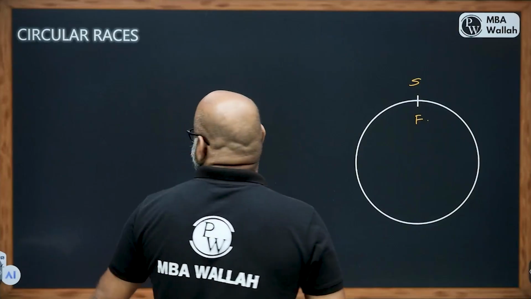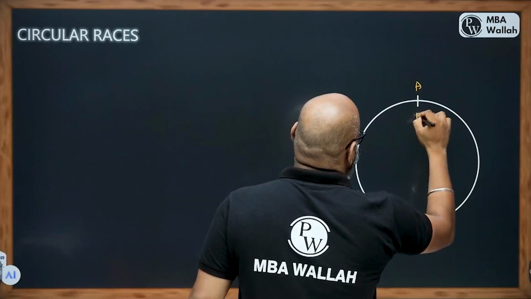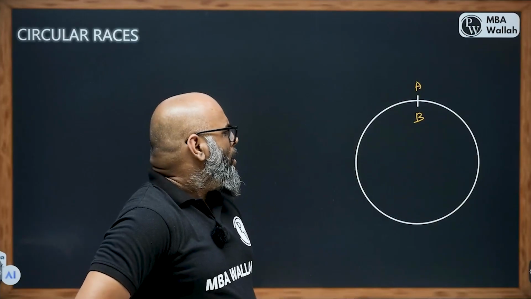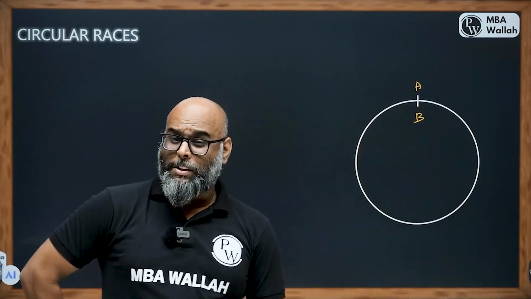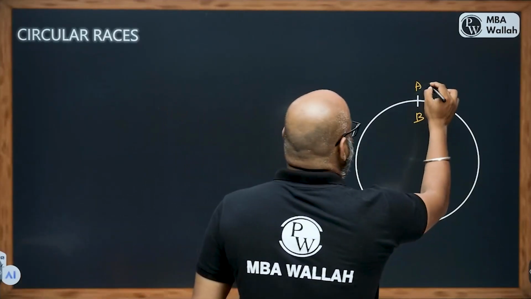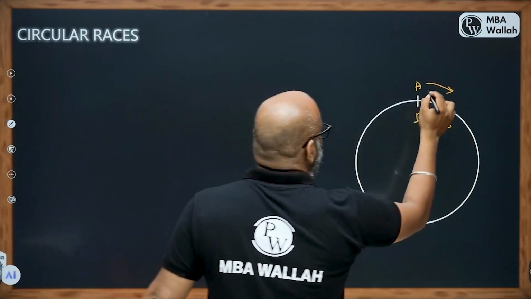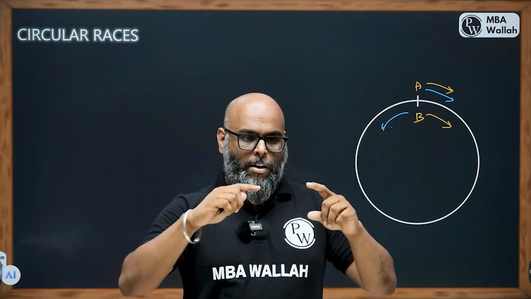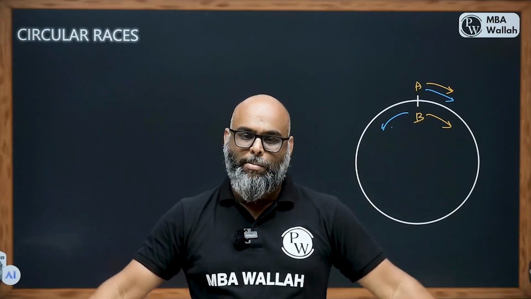Now, both of them, A and B, let's say, start from the same point. Again, here also there can be head starts. There can be people starting from different points. We'll get to that. Now, A and B start from the same point. If they run, what is the first question you will ask? Which direction are they running? They can both be running in the same direction, or in opposite directions. Now, think of this. They keep running over and over again, doing multiple, infinite laps.